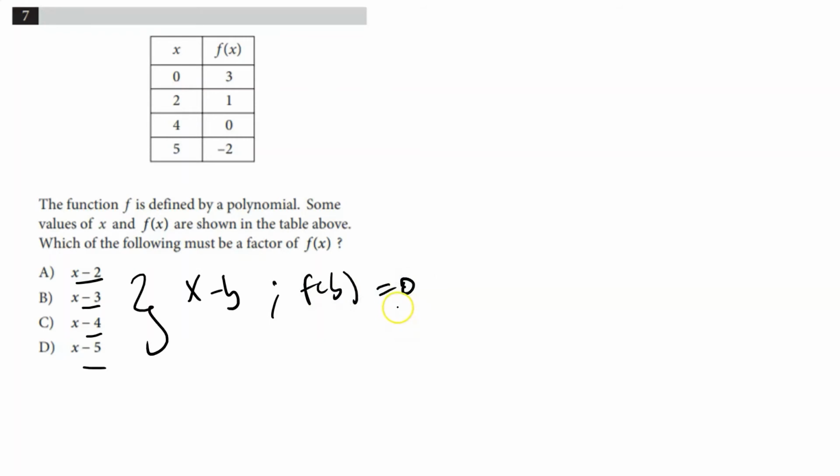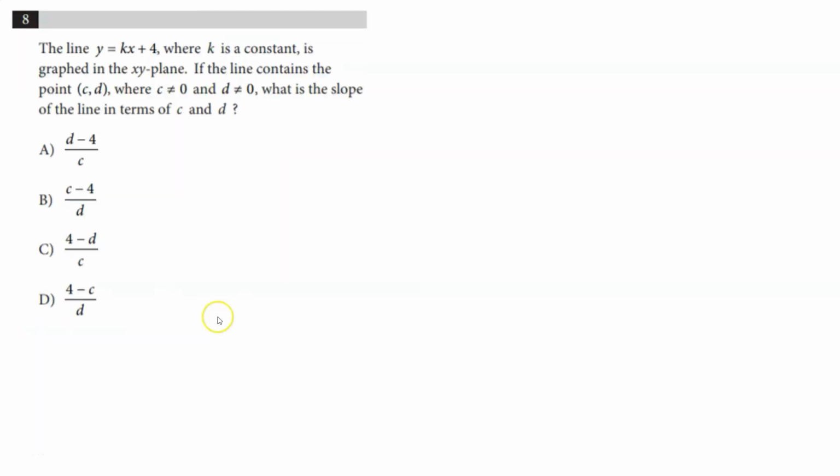Because if you think about the definition of a factor, and then based on the table here, the only value of x whose f of x correspondent is 0 is x equals 4. So any term or any answer choice involving 4 is correct. And once again, that is answer choice C.